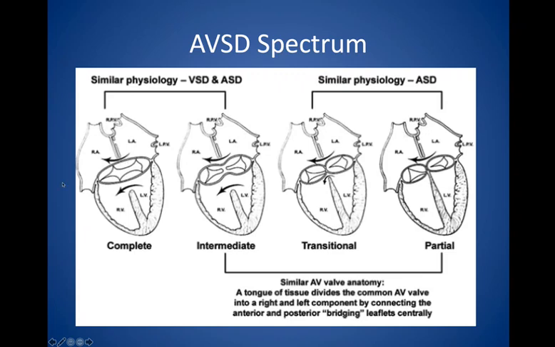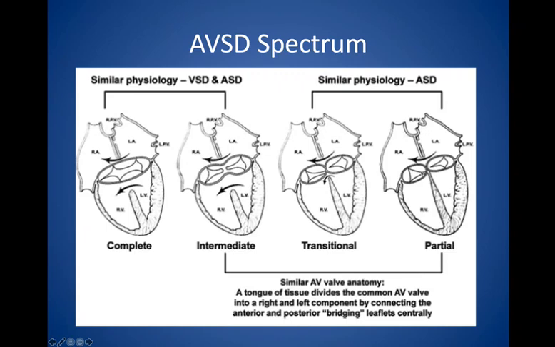Typically, your interatrial will be a primum ASD, and your ventricular will be an inlet VSD. In contrast, if you look at a partial AVSD, in a complete AVSD you typically see physiology similar to a VSD and an ASD, right? But in a partial AVSD, your physiology is really similar to an ASD, because you have a septum primum defect, you don't have a VSD, and you have an anterior mitral cleft.